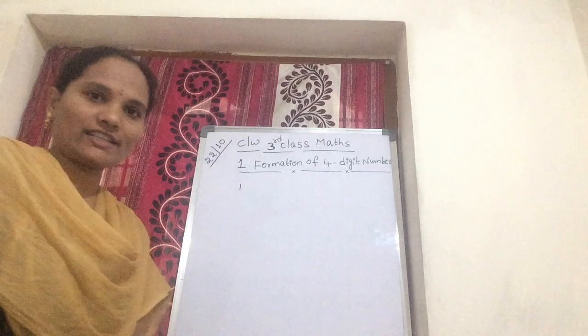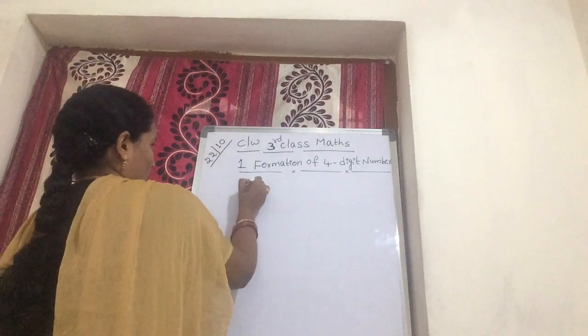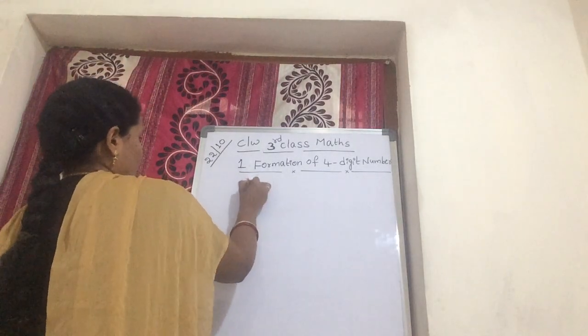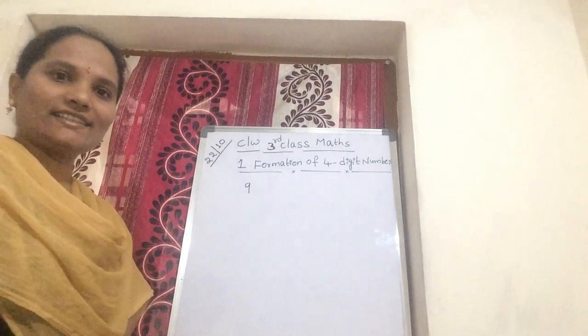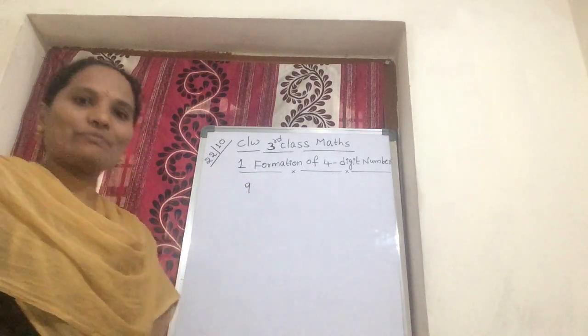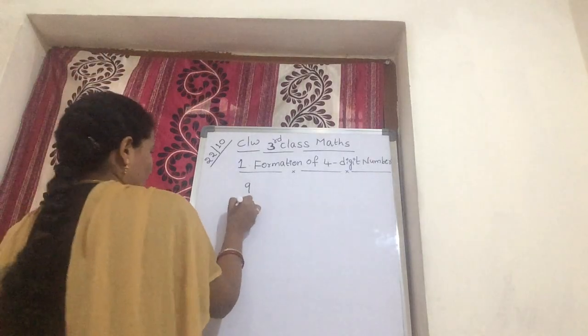What is this? One. And what is this, children? Nine. It is a single digit, means one digit. Okay, next.